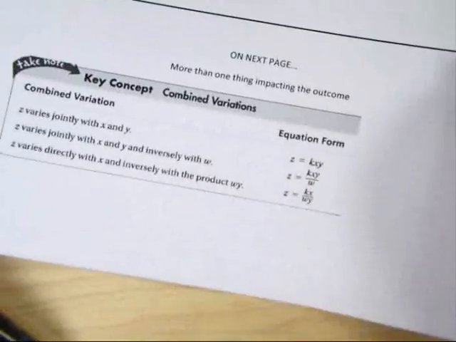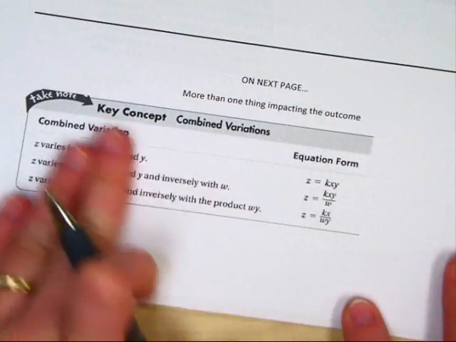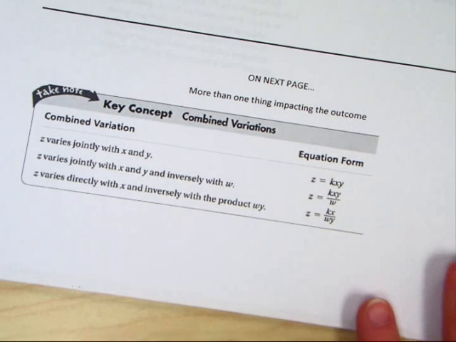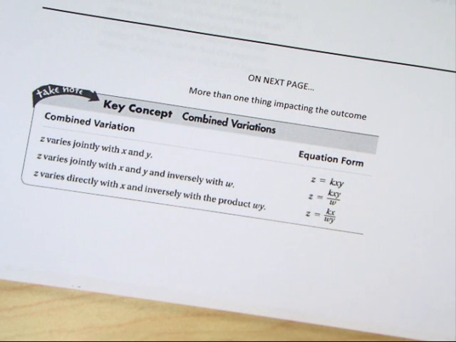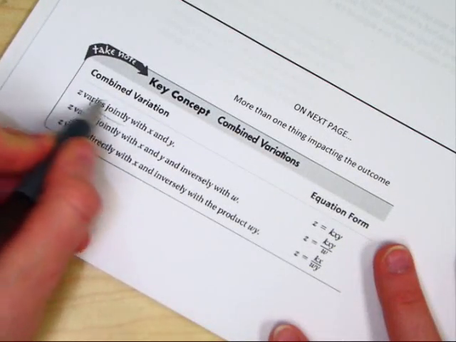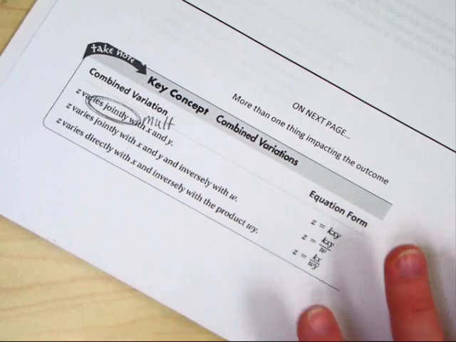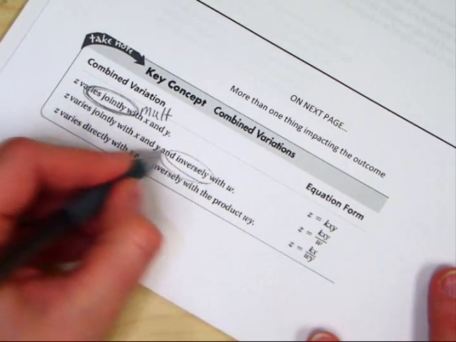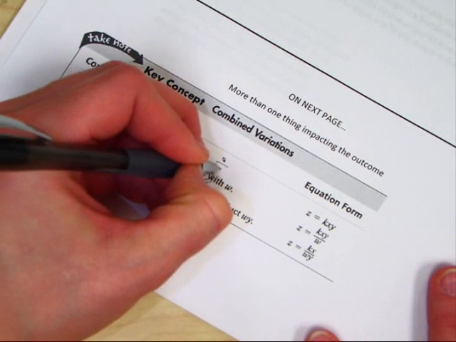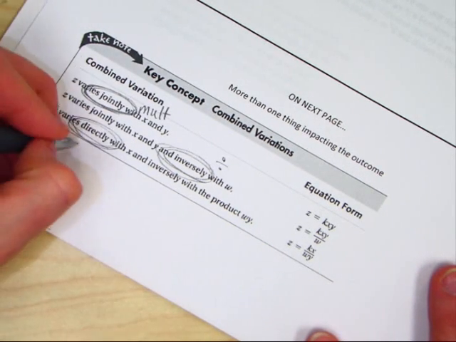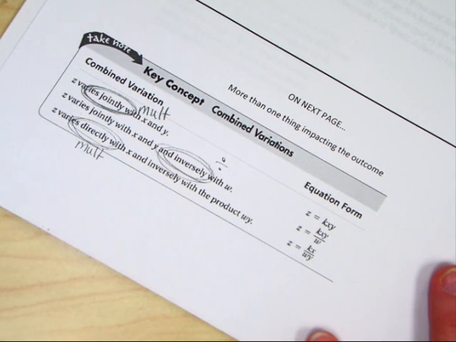In the next section, check it out down here, we're going to have one or more things impacting the outcome of whatever's happening. Sometimes things are going to vary jointly, some things are going to vary directly. One thing you do need to notice is that when it says varies jointly, that means it's going to be multiplied together, okay? Anytime you see it's varying inversely, that means it's going to be divided. And if you have directly, that also means it's going to be multiplied, okay?